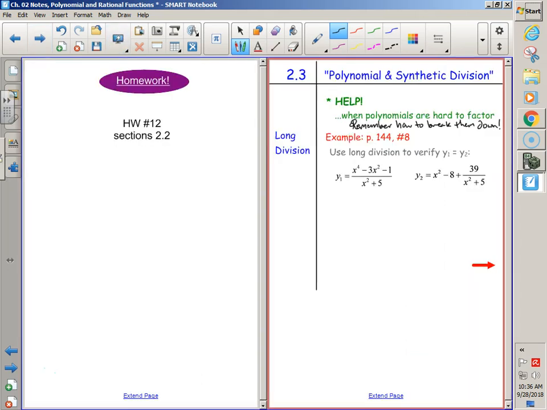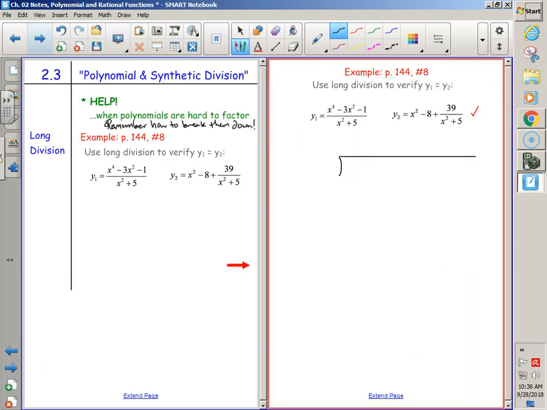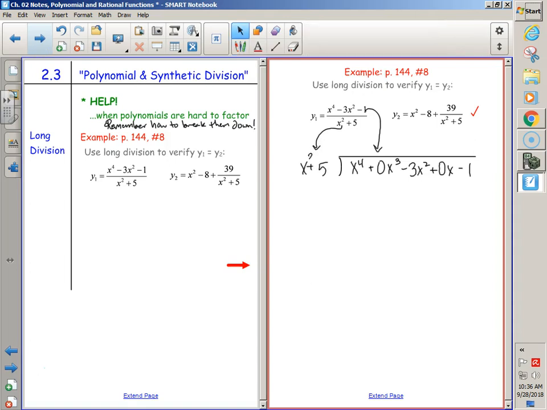And maybe, just maybe, a few of you guys remember that if you have a fraction of functions, you can put the numerator in the box, leaving zeros for missing pieces. You can put the denominator outside, and you can look at the leading terms and say, how many times do you go in? And then do this little distribution.